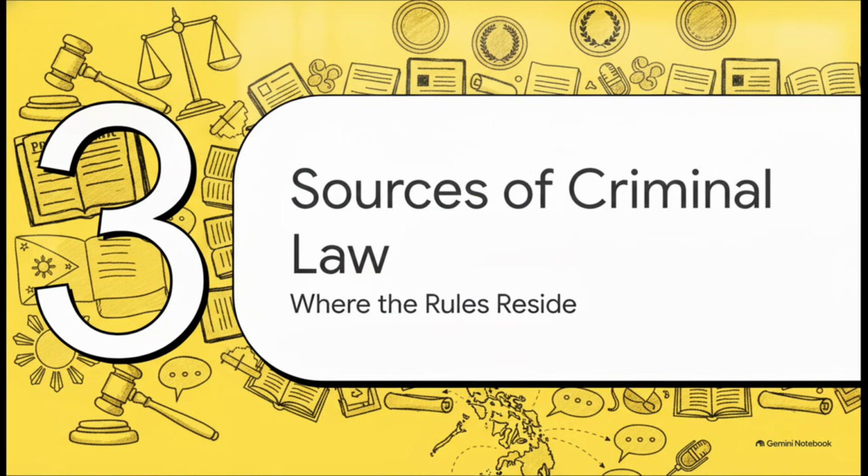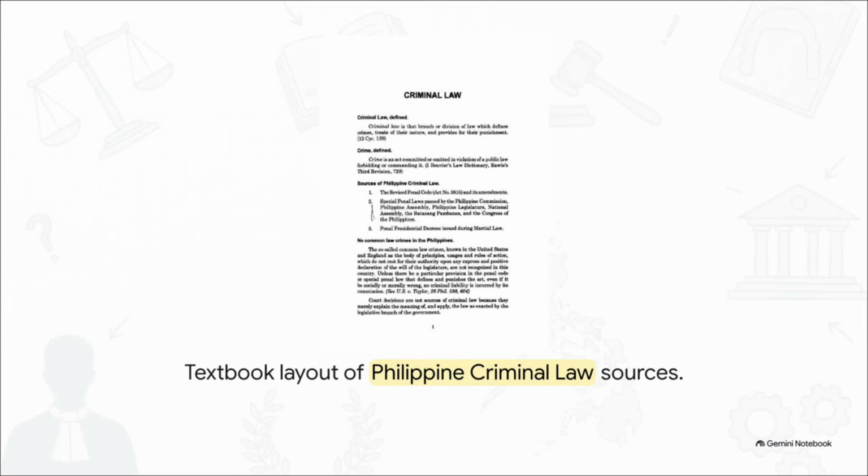All right, Section 3, Sources of Criminal Law, where the rules reside. Now that we know what a crime is and the constitutional limits we're working with, where do these laws actually come from in the Philippines? If you look at how this is traditionally mapped out, it brilliantly illustrates that the Philippine legal framework doesn't just pull laws out of thin air. It relies on very specific, highly codified sources.